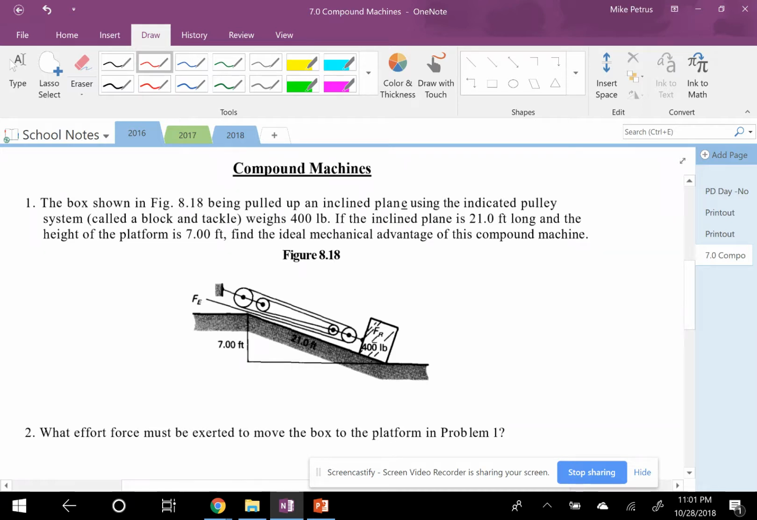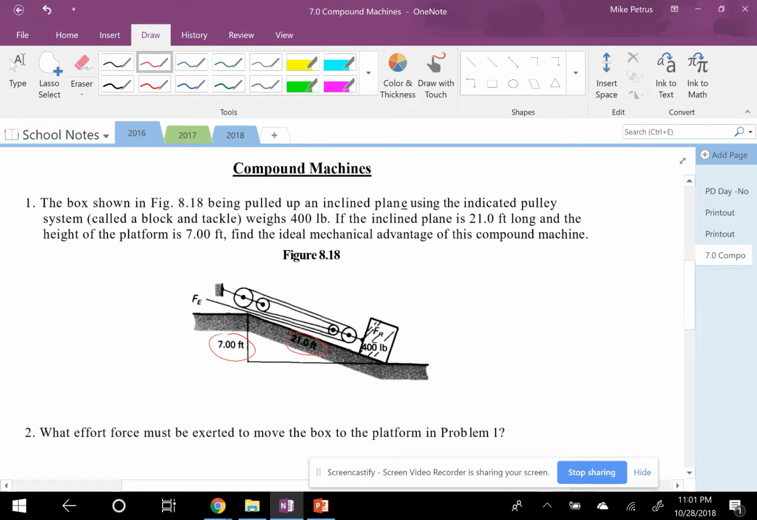So you can see here it says that a box, 400 pounds, is being pulled up an inclined plane. The inclined plane is 21 feet long and the height of the platform is 7 feet high. So here's the 21 feet, here's the 7 feet high. It also shows that it's being pulled with a pulley system.